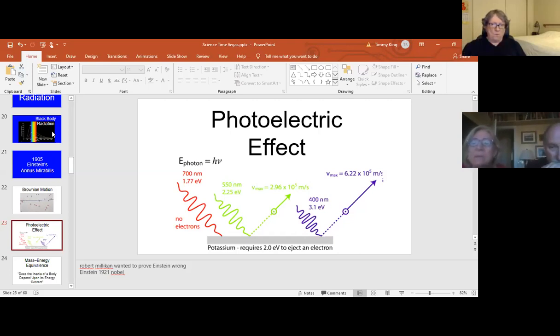When he shined a green light on it, which is in the 550 nanometer wavelength range, the potassium would actually absorb some of that light and shoot off some electrons, but not a lot. And when he shined a blue light on the same potassium, it would absorb almost all of the energy and shoot off electrons at a very high energy level, even if the blue light was very dim.